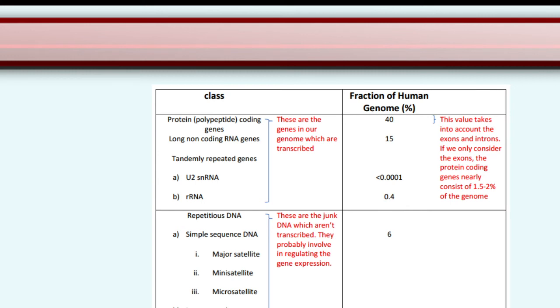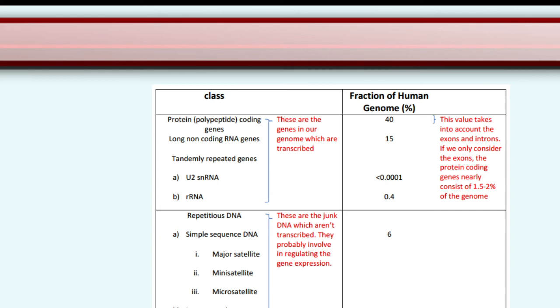Tandemly repeated genes is another class, like U snRNA genes and rRNA genes. The function of U snRNA is in mRNA splicing, and rRNA is the component of ribosome structure that translates the mRNA to the protein.